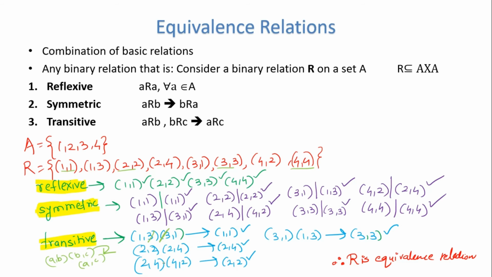For elements (2,4) and (4,2), the transitive relation will be (2,2), which is present in my relation. For pair (2,2) and (2,4), the transitive relation will be (2,4), that is present in my relation. Means I checked for each and every possibility, all its transitive relations are present in the relation, so this relation is a transitive relation. Now this relation is satisfying all of these 3 properties, that it is reflexive, symmetric and transitive. Hence this relation is an equivalence relation.